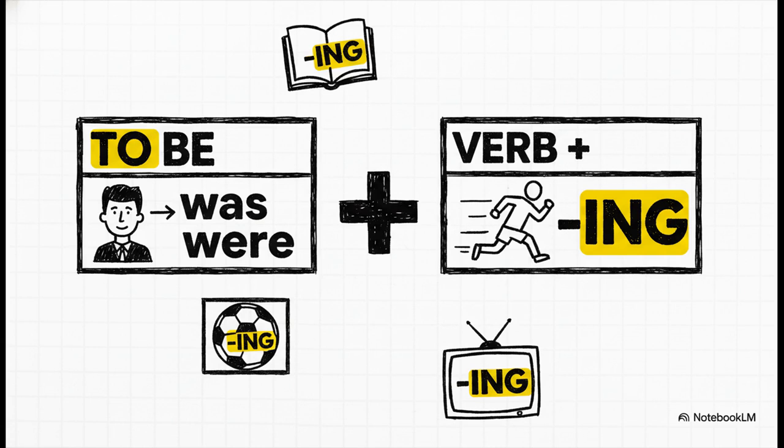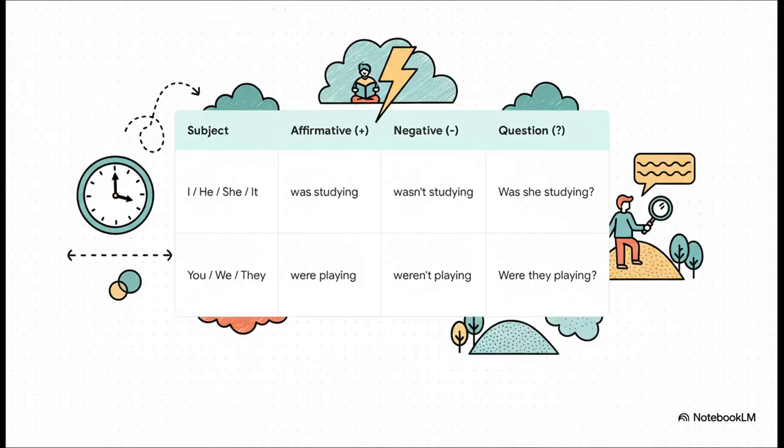See? Super simple, right? And you'll notice here how the verb changes depending on the subject. For I, he, she, or it, we use was. For you, we, and they, we use were. From there, it's a piece of cake to form positive statements. Negatives, like I wasn't studying, and even questions, like were they playing?